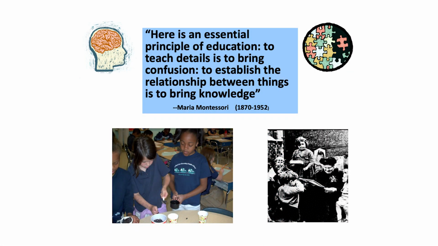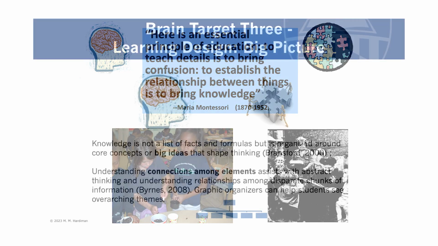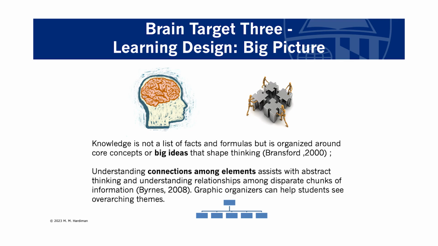We begin our study of Brain Target 3 with these inspiring words from Maria Montessori. To teach details is to bring confusion. To establish the relationship between things is to bring knowledge. Similarly, Bransford tells us that knowledge is not a list of facts and formulas, but is organized around core concepts or big ideas that shape thinking.